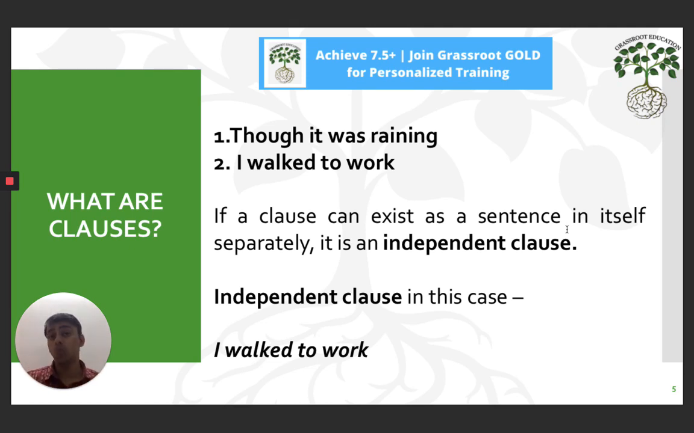Clearly, I walk to work. These set of words can exist independently, right? I can simply say in general that I walk to work. Okay? And I would be grammatically correct when I do that. That is your independent clause.